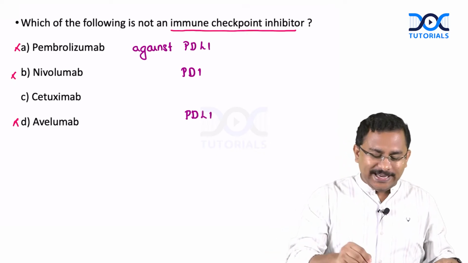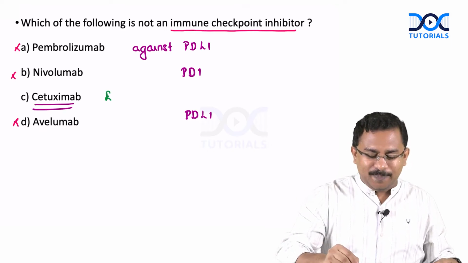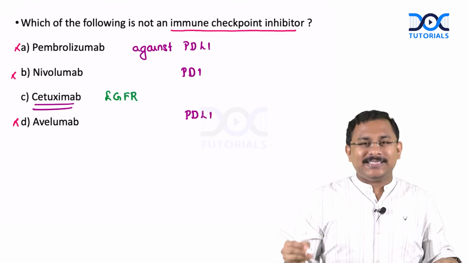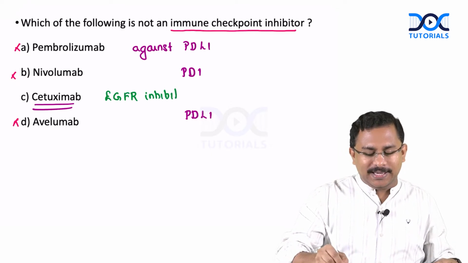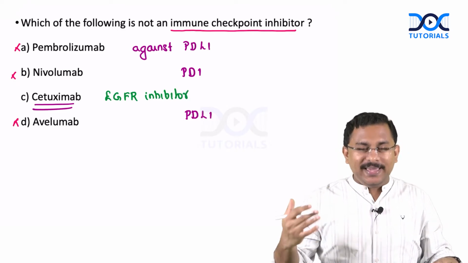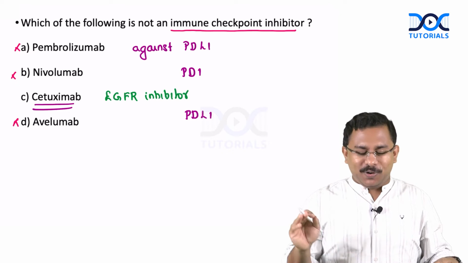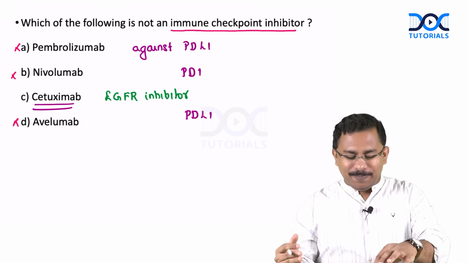Whereas cetuximab is an EGFR, epidermal growth factor receptor, inhibitor. So options A, B and D are immune checkpoint inhibitors, whereas cetuximab is not one.